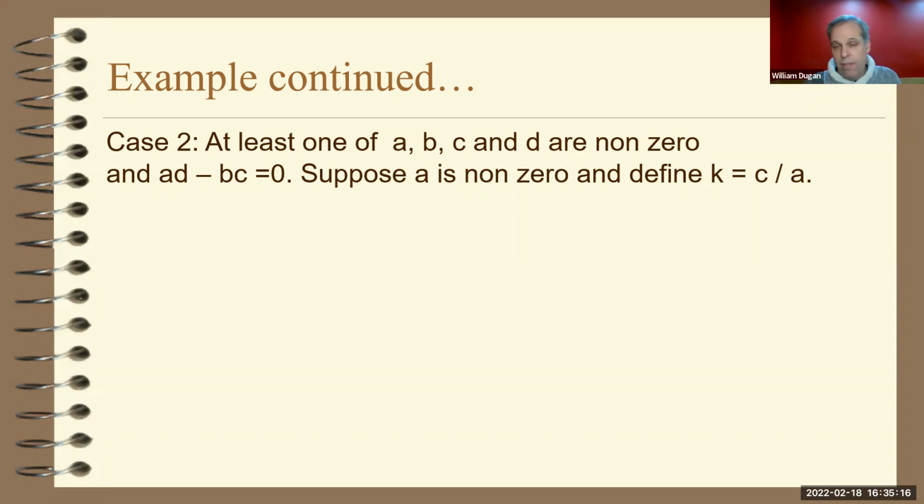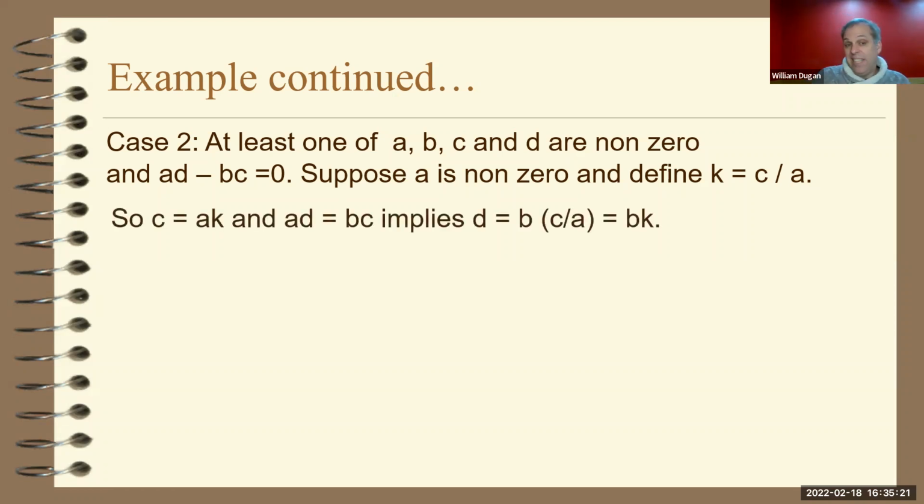So for now, just pretend that K is C divided by A. And let's just see where that goes. That would then mean that C is equal to A times K. But we know that since A times D minus B times C is 0, that implies that A times D is actually equal to B times C. But we also know that A is not 0. So I can divide both sides by A to get D equals B times C divided by A. But we know what C divided by A is, it's K. So that means then that C is A times K and D is B times K.